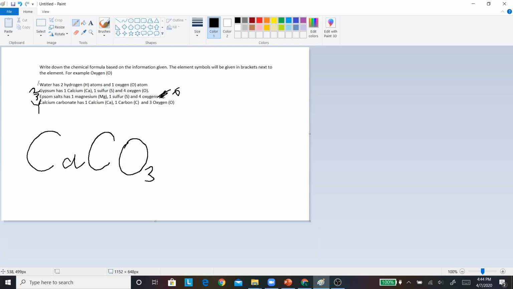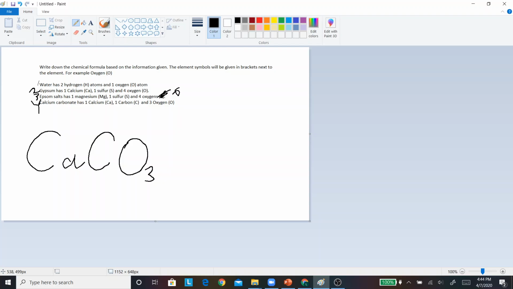Another way you can call that 3 is it's a subscript 3. Sub meaning below, like a submarine goes below the water. A subscript goes a little underneath the actual letter there. And that is your answer for number 4. Capital C, lowercase a for calcium, capital C for carbon, and then capital O for oxygen with a 3 right here, right next to it.